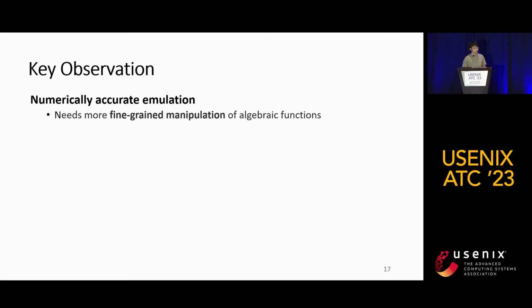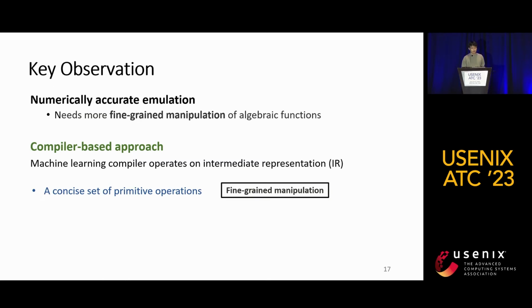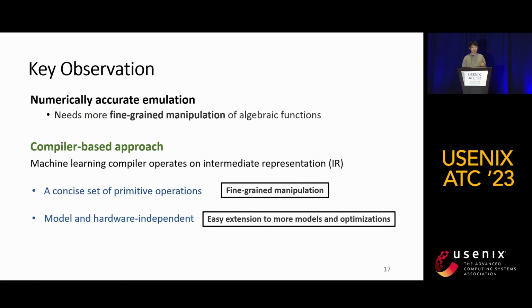Since previous coarse-grained emulation does not work, we made a key observation that to achieve numerically accurate emulation, it takes more fine-grained manipulation of algebraic functions. Therefore, we took a compiler-based approach. Modern machine learning compilers operate on intermediate representation, which is a concise set of primitive operations, making them particularly suitable for fine-grained manipulation. Moreover, it is model and hardware independent, so it's easy to extend to other models and support other hardware-level optimizations.